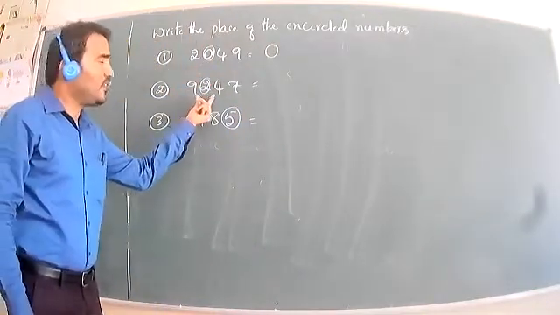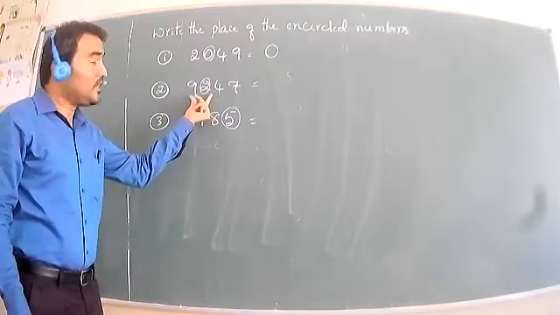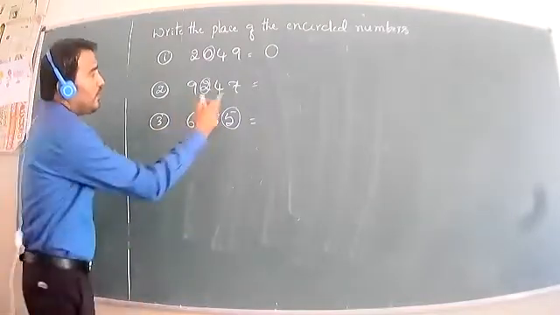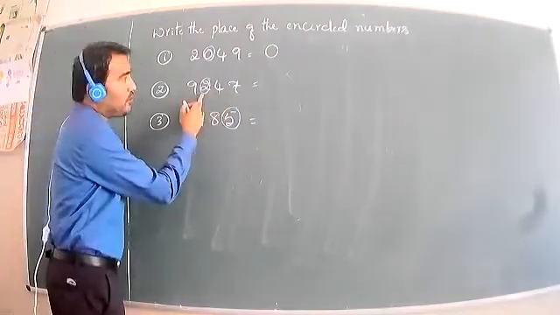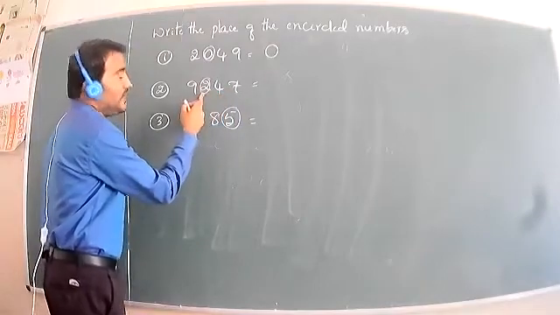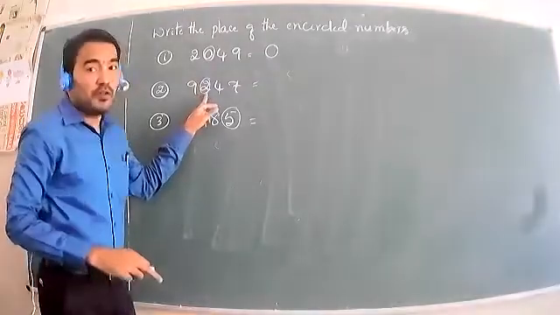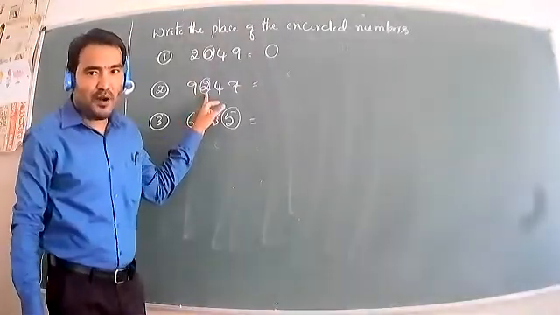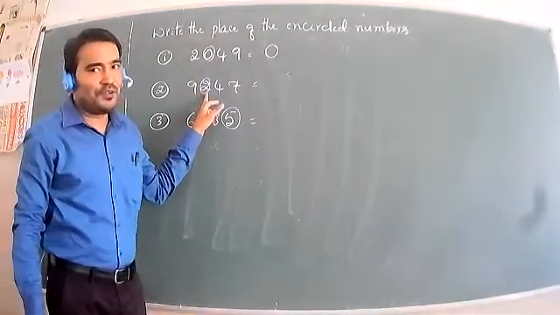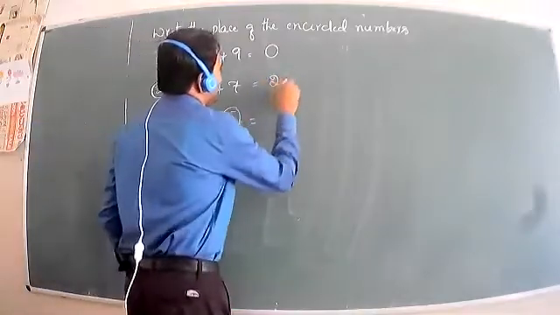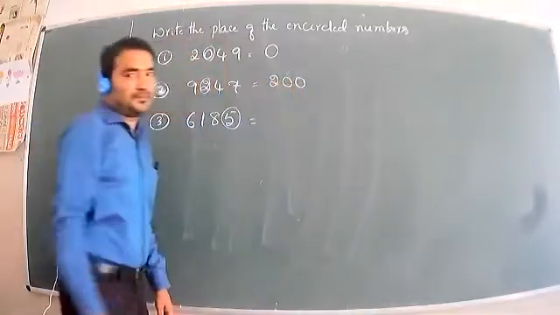So now go to the next number. What is the place value of this number 2? What is the position of the number? First we have to count it: ones, tens, hundreds. This position is hundreds. The number given is 2. How much do we multiply? 2 into 100 is 200. The place value of 2 here is 200.